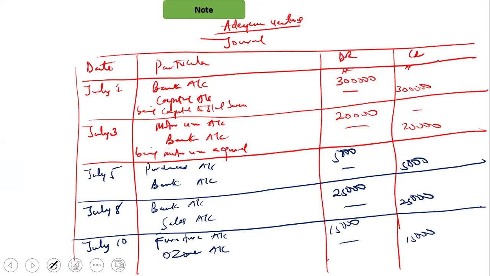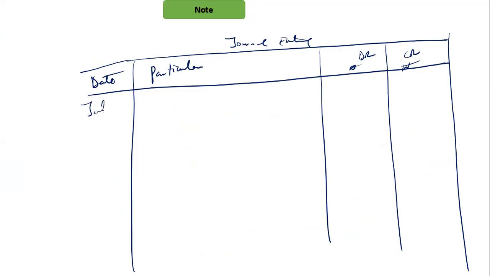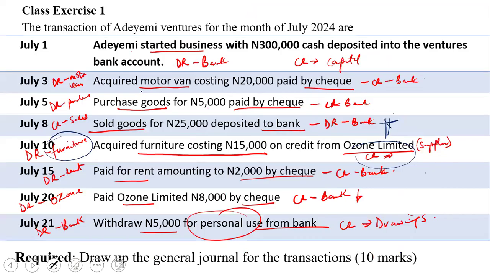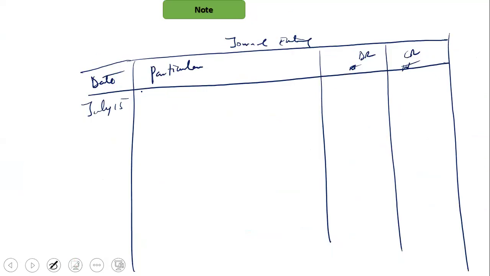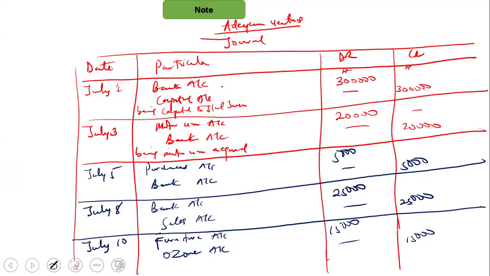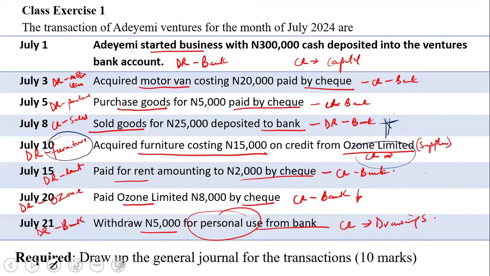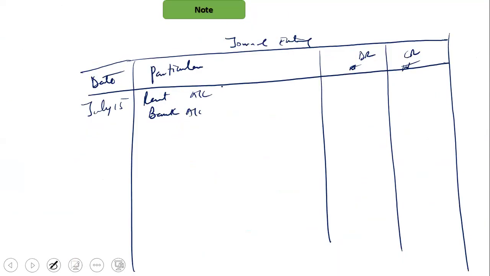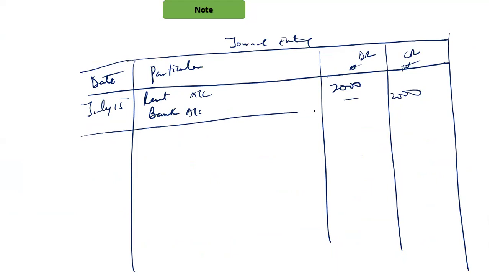July 15th. What are the two accounts involved in July 15th? Rent and bank. So, we have rent, and we don't have to write cheque, we write bank. What's the amount involved? The amount involved is 2,000. So we have 2,000. Then what's the next thing we have?